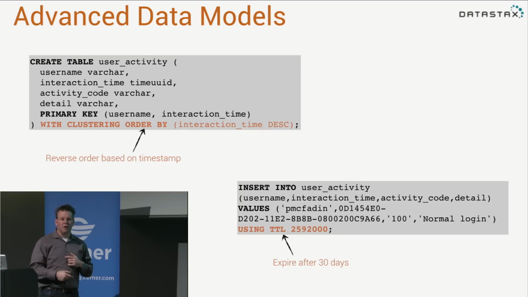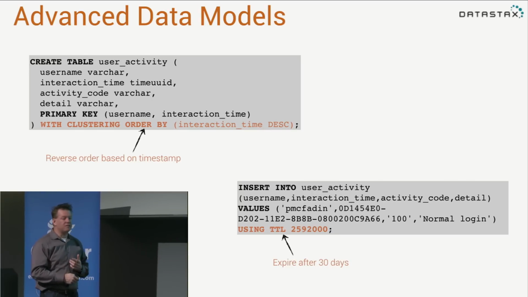TTLs are basically free deletes. They are free deletes because once the TTL expires, that data is collected through the compaction process. So it just doesn't move that data anymore.